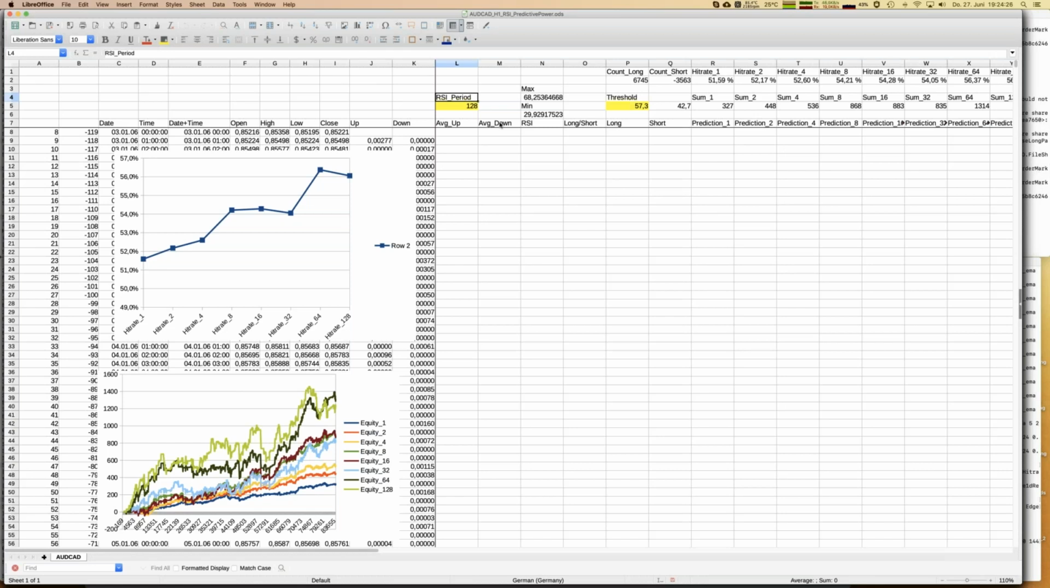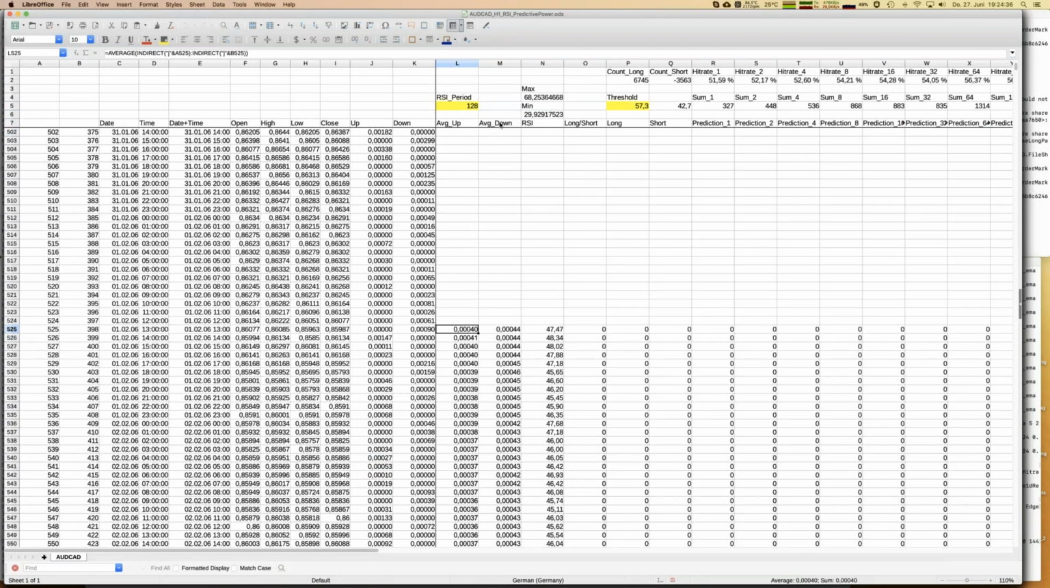Of course, we need a period, and I go down here already to where we start the calculation. If you have an RSI period of 128, normally what we do is build an average over the last 128 values. Okay, I could do that, but how to change the period?